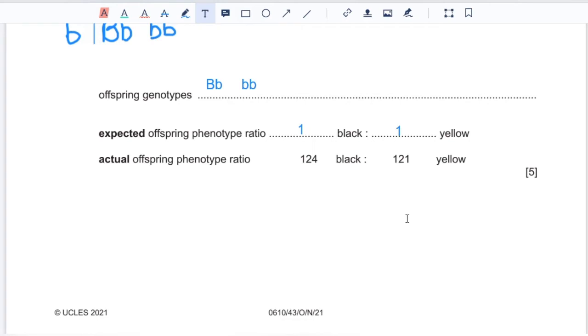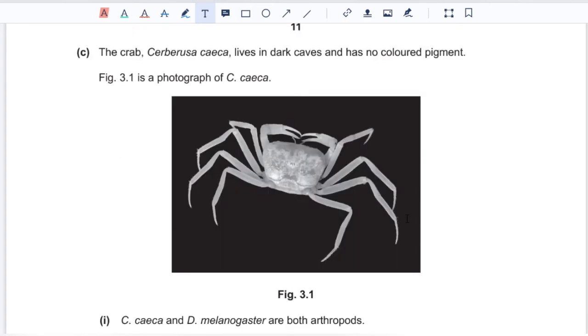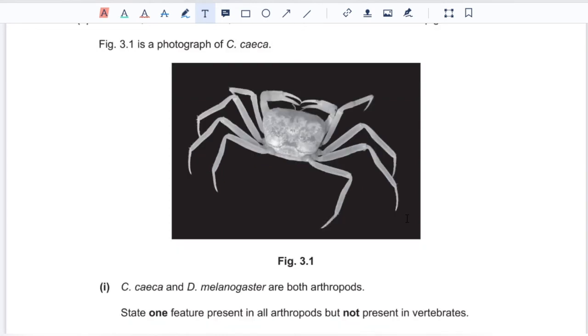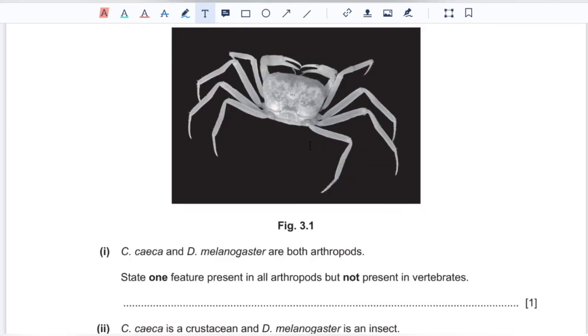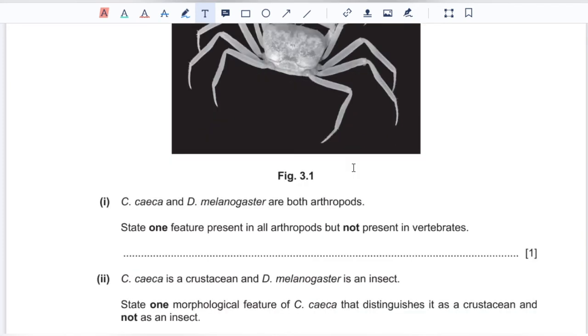C. The crab Cerberusa cica lives in dark caves and has no colored pigment. Figure 3.1 is its photomacrograph. 1. C. cica and D. melanogaster are both arthropods. So this one and the fruit fly that we are talking about. State one feature present in all arthropods but not present in vertebrates. That would be an exoskeleton.